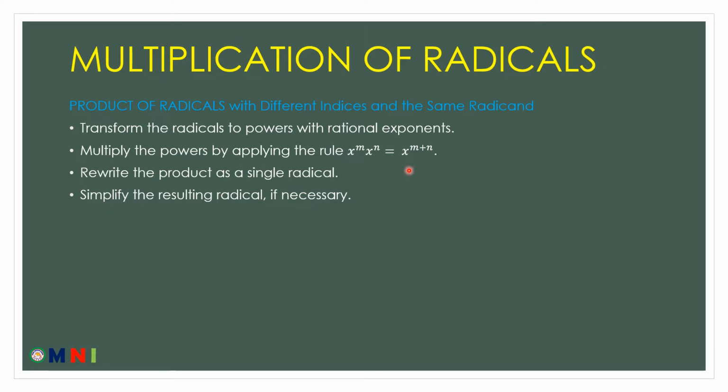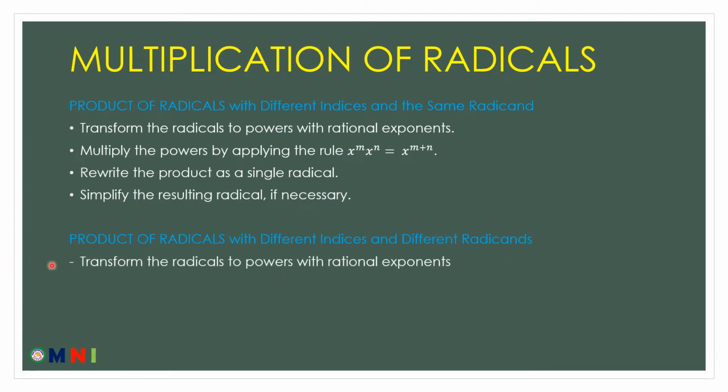And we simplify the resulting radical if necessary. So again, it's very important to simplify the radicals if you can still simplify them. But of course, if it's not possible anymore, then let it stay as is. Another is the following steps on how we can get the product of radicals with different indices and different radicands.